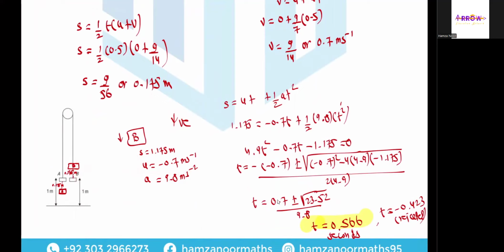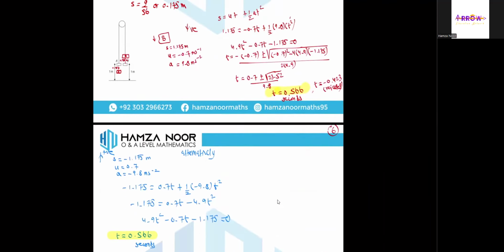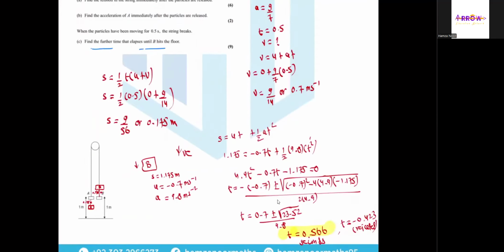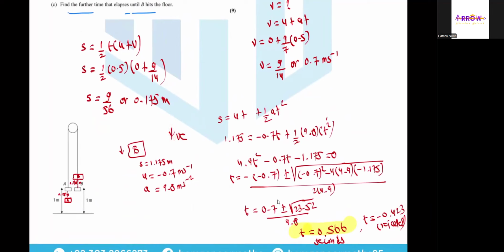And now when particle B is coming down and we have taken the downward direction to be positive, so u is equal to minus 0.7 meters per second over here. All right, this makes sense. Alternatively, you could have taken the upward direction to be positive as well, which I have mentioned on the next page. I'll come to that. But here I have taken the downward direction to be positive.